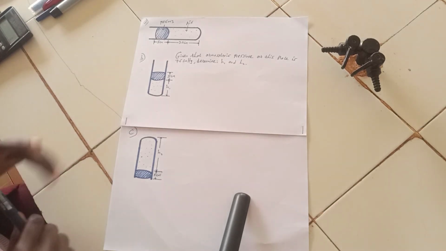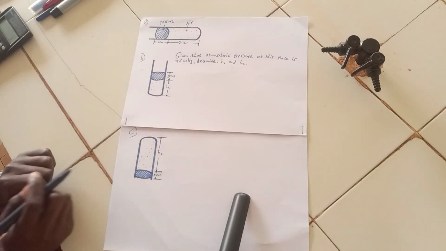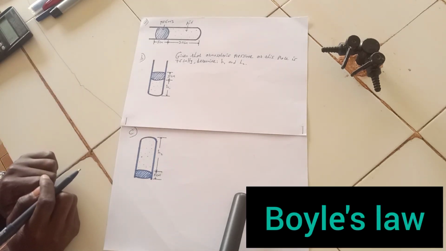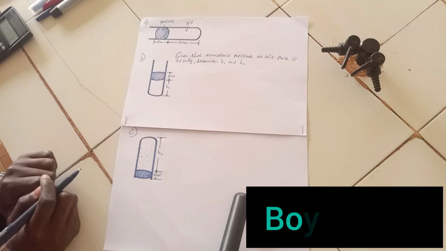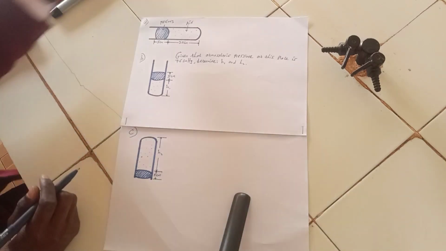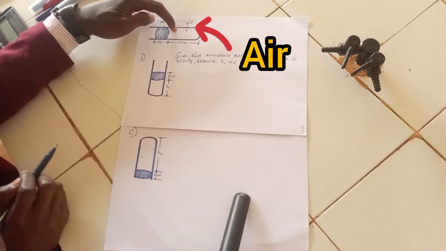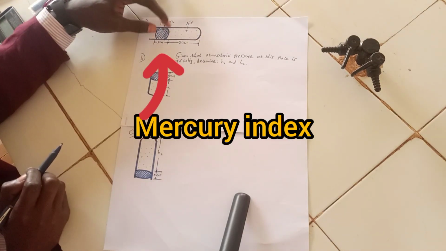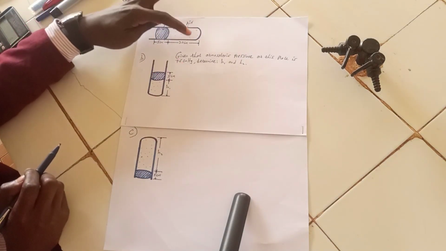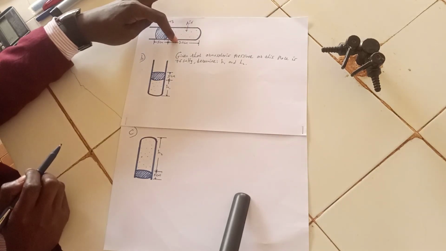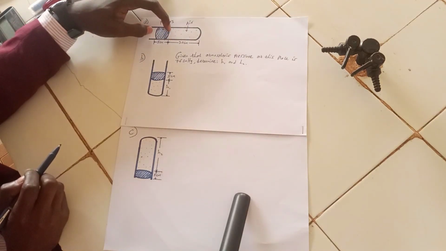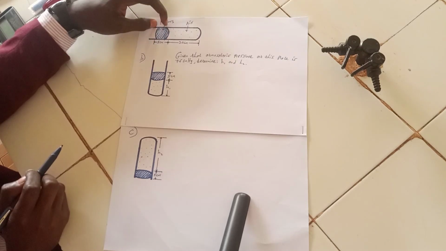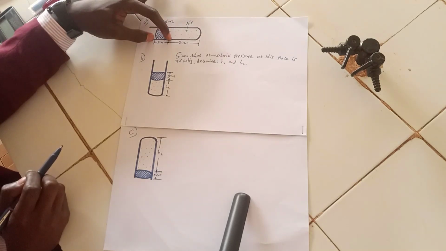So today we want to look at this setup on Boyle's law, touching on pressure against volume. So we have some trapped air, we have a mercury index, and then we are given the length of the trapped air, that is in centimeters, then the height of mercury, 5 centimeters.